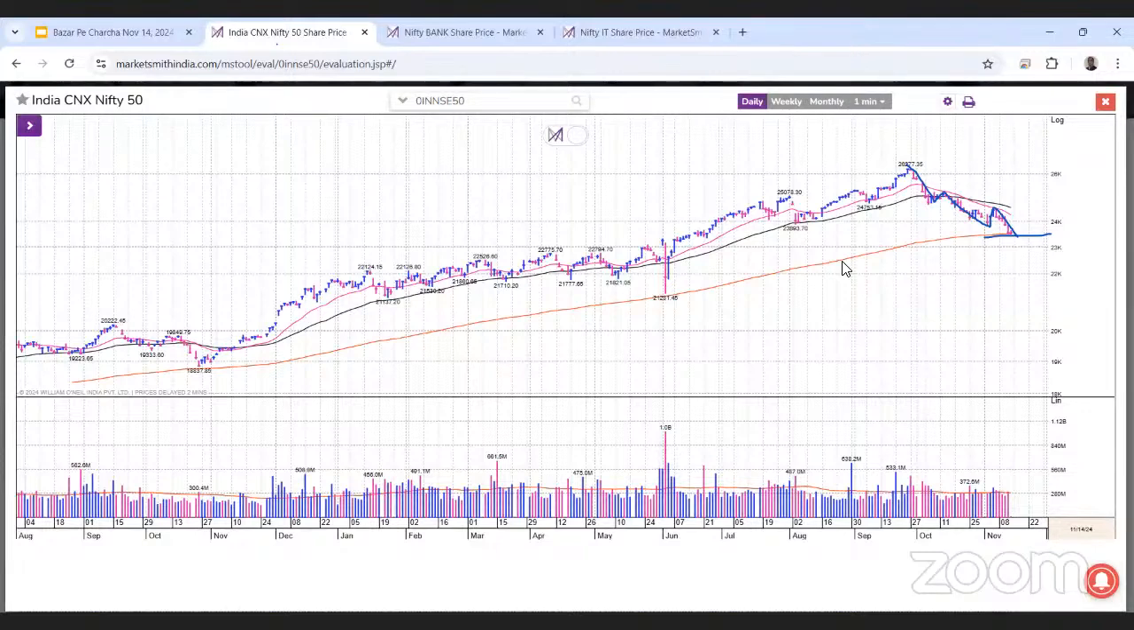I'm not saying it will not take support. It may be possible, but still I can say we are bullish, but correction may still happen in that. So from the 200 DMA, from a short to mid term perspective, some bounce back may happen. I'm not denying that.